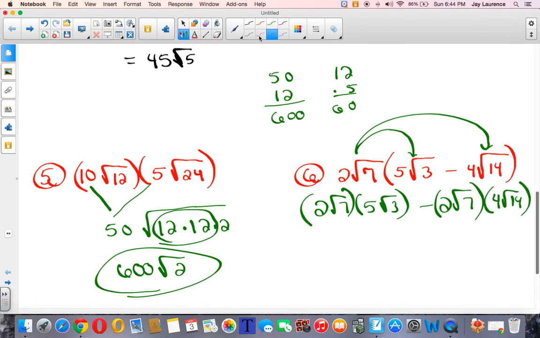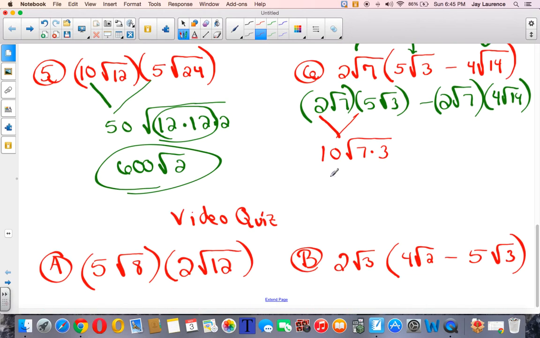Okay, so 5 times 2 is 10. Now the rad 7 and the rad 3 will be rad 7 times 3, but there's nothing to simplify in there. There's no dates, so that's going to be 10 rad 21. All right.